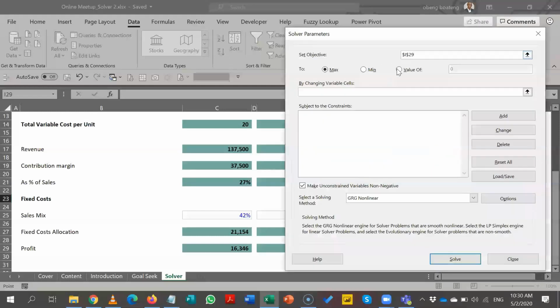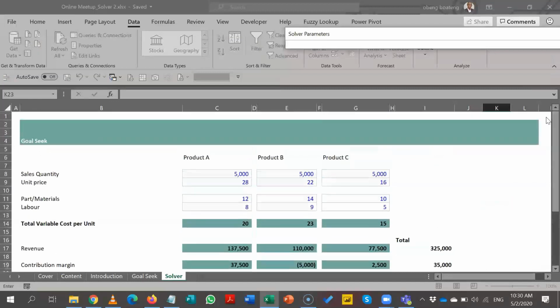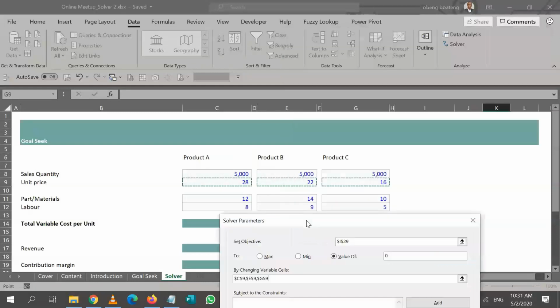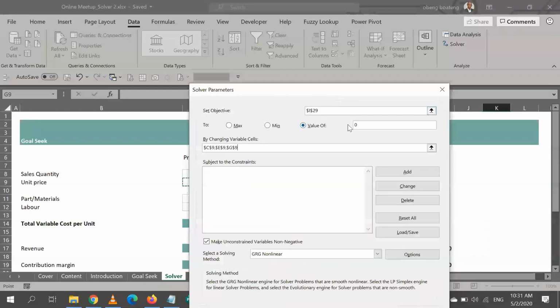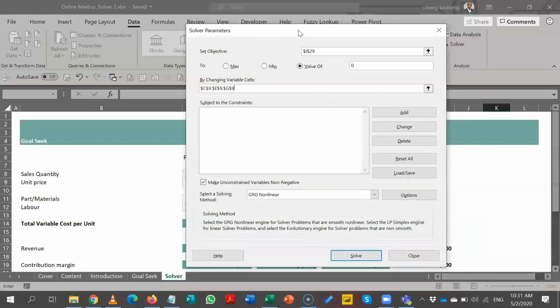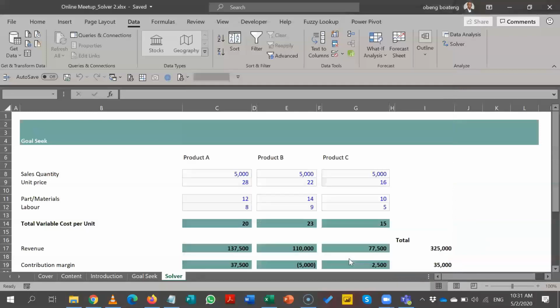So set objective to a value of 0 by changing this price and that price. So my changing cells are unit price for product A, unit price for product B, and unit price for product C. What do I want? I want I29 to be 0. Now, let's solve this without any constraints. So I solve this.